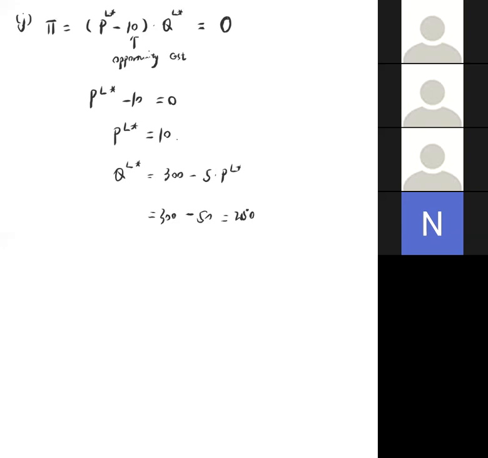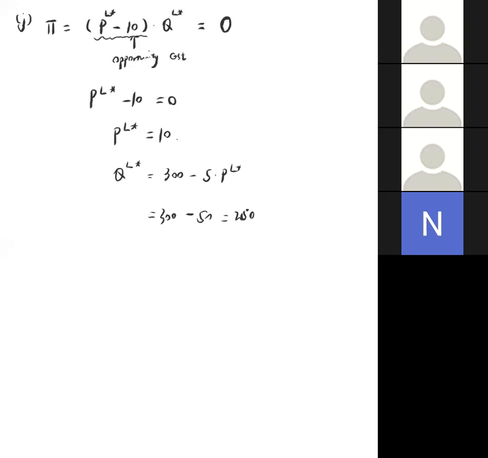And the key is, in the long run, at the equilibrium, the profit should be 0. Otherwise, if the profit is greater than 0, then more people will choose to enter. And if the profit is lower than 0, then the firms will choose to exit. So if it's not 0, then that is not an equilibrium scenario. So we would just choose P equal to the marginal cost, which is 10. So that's the answer for part J.